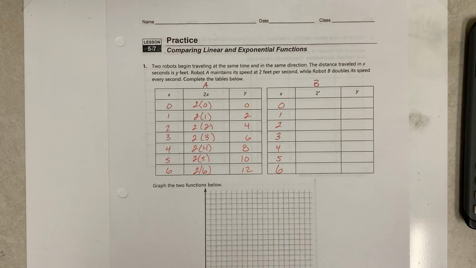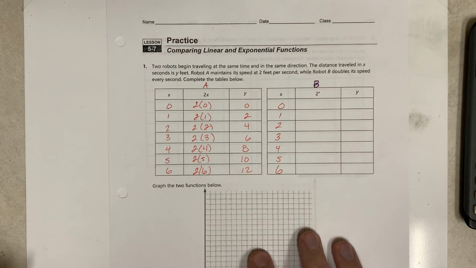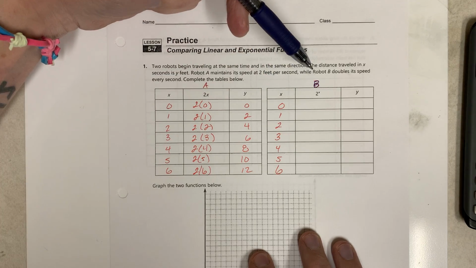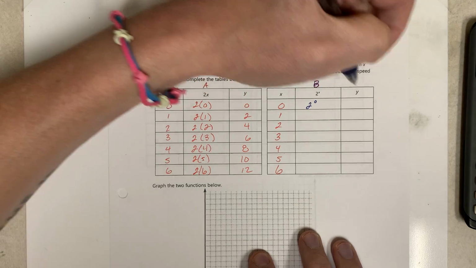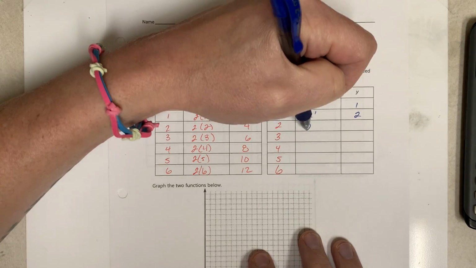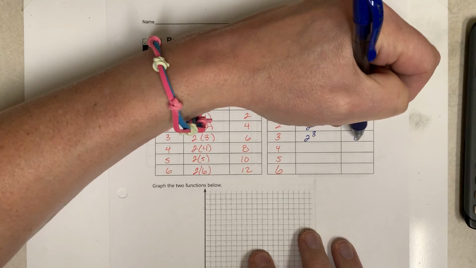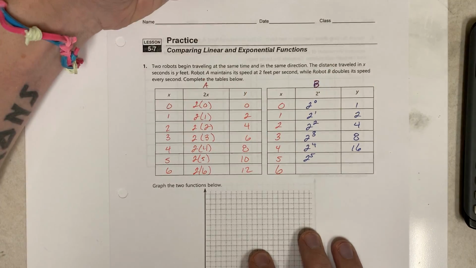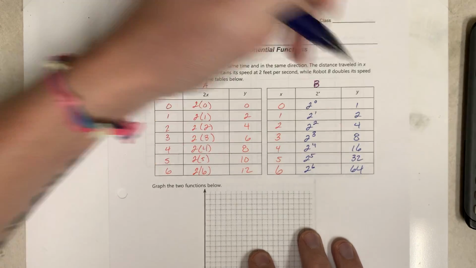I'm going to go ahead and use a different pen for the other one. For robot B, I'll change that to blue here. We're going to now take 2 and raise it to these powers because this one's doubling its speed every second. So 2 to the 0 is equal to 1. 2 to the first power is 2. 2 to the second power is 4. 2 to the third power is 8. 2 to the fourth power, 16. 2 to the fifth power, 32. And 2 to the sixth power is 64.